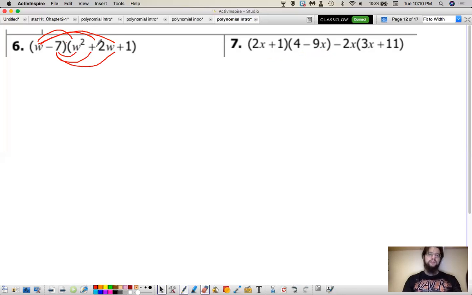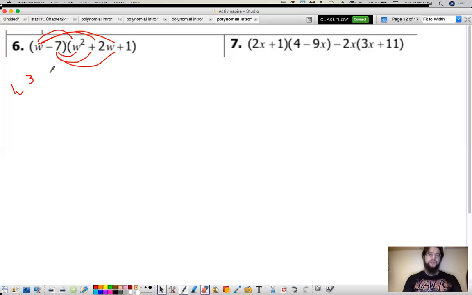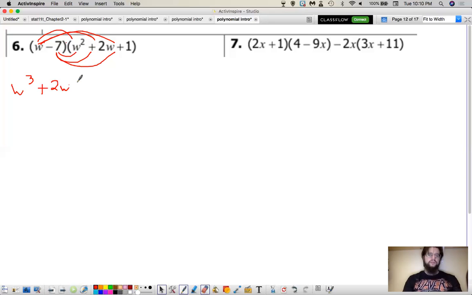So W gets multiplied to everybody, negative 7 gets multiplied to everybody. Let's do it. You can know how many terms you're going to have because I got 2 here, 3 here, that's 6 terms I better have. If I don't have 6 terms, I missed something. 2 times 3 is 6. W times W squared is W to the third. Power rule, 1 plus 2 is 3. W times 2W is 2W squared. And W times 1 is W.